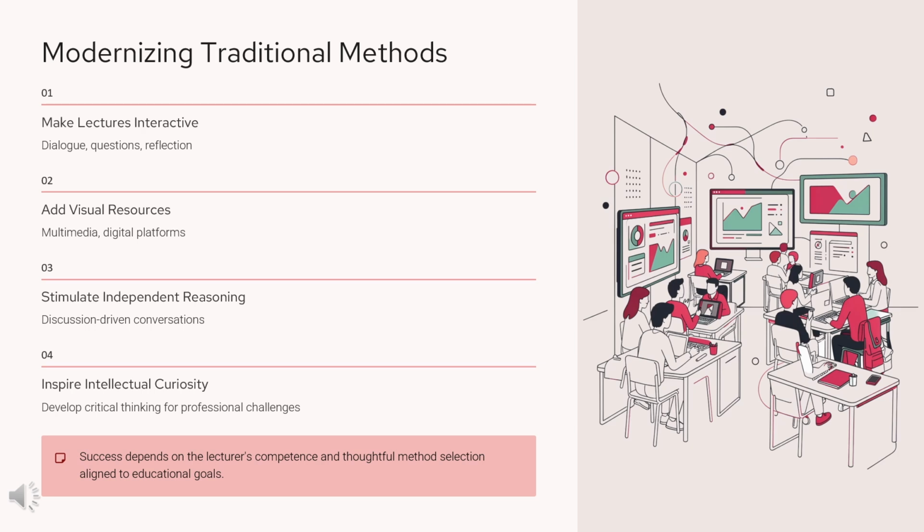The lecture then turns to the modernization of traditional informational methods. Several directions are proposed, making lectures interactive through questions and reflection, adding visual resources through multimedia and digital platforms, stimulating independent reasoning through discussion, and inspiring intellectual curiosity in relation to future professional challenges. This is a highly important conclusion. Traditional methods do not become obsolete simply because new technologies appear. Rather, they become more effective when enriched through interactive and student-centered elements. Consequently, success depends on the lecturer's competence and on the thoughtful alignment of method with educational goals.